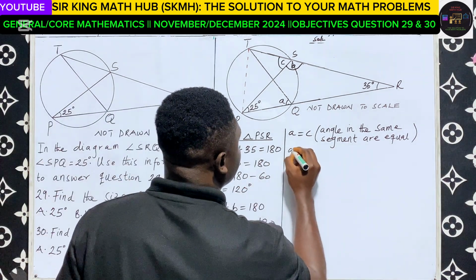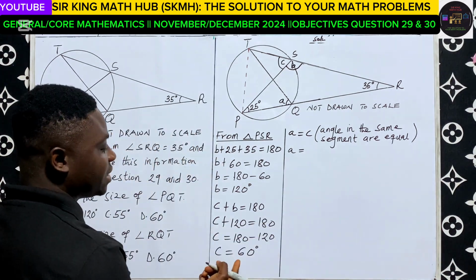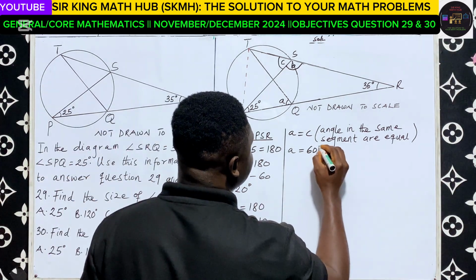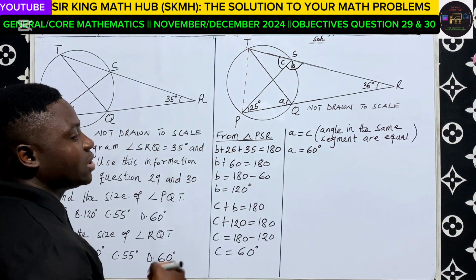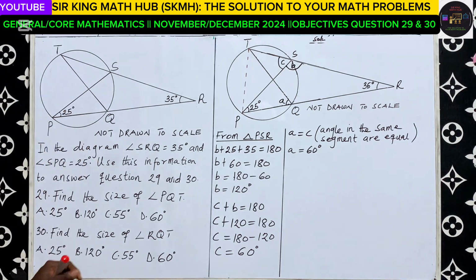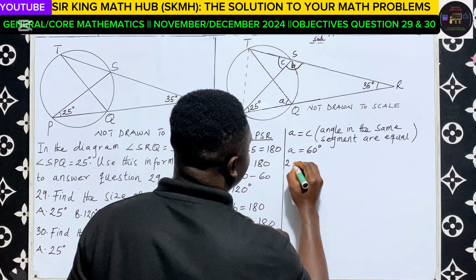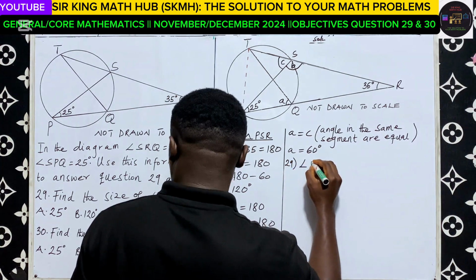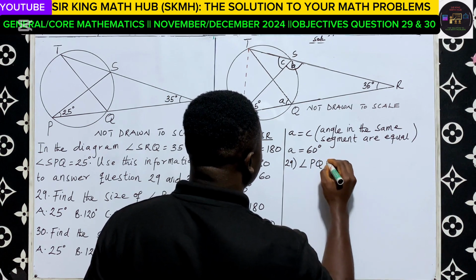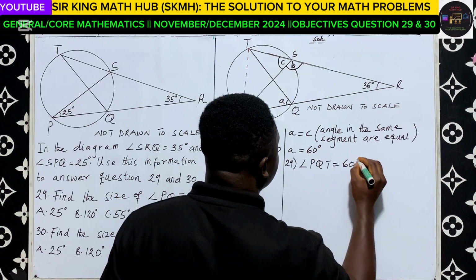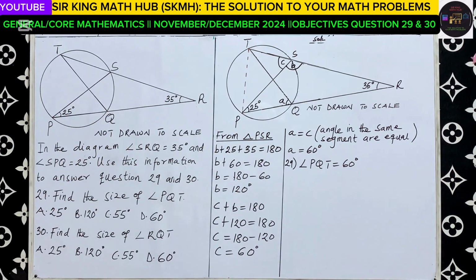So, what is A? We know that C is 60 degrees, so A must also measure 60 degrees. But we are not asked to find A, we are asked to find the measure of angle PQT. So for question 29, angle PQT is equal to 60 degrees. So for question 29, the right answer is option D.